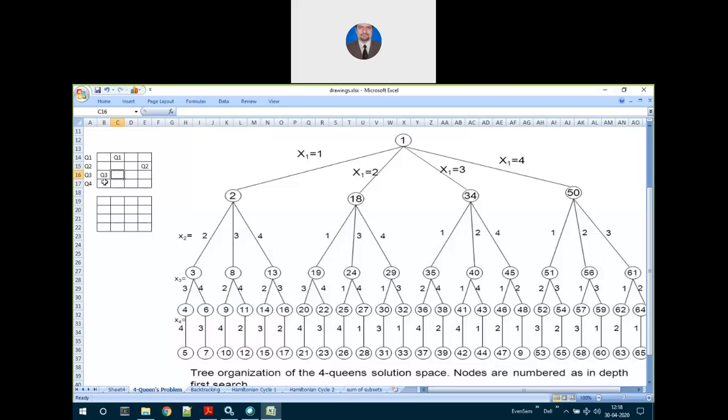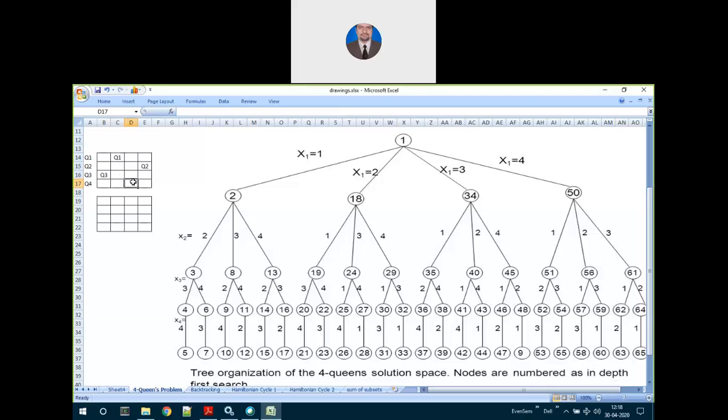So what are the possibilities for Q4? Suppose if we keep it on the first column, we cannot keep it because Q3 is already there. So the next is what? Second column. On the second column we have Q1, which is not a valid position. Then what do we have here? Next is the third column.